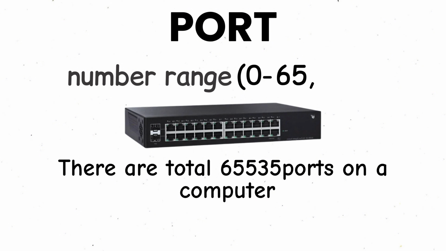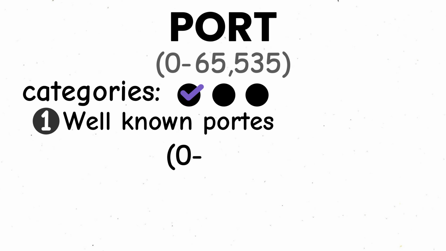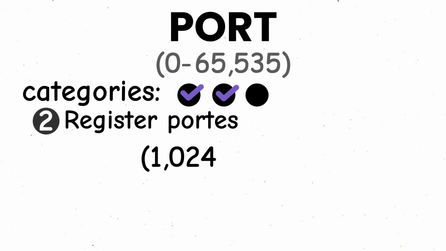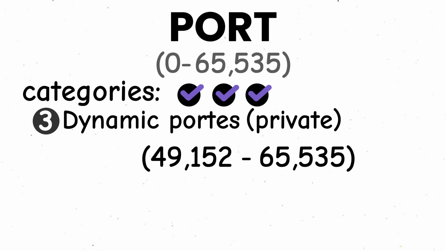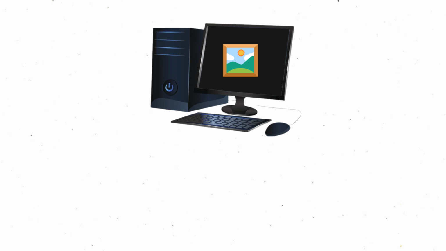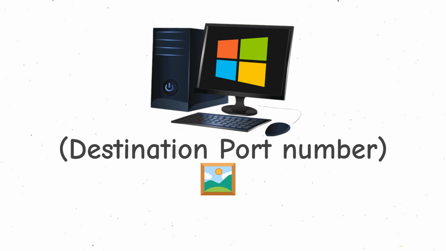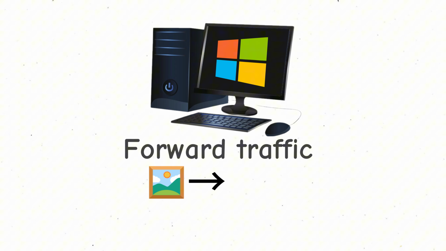Port numbers range from 0 to 65,535. They're divided into three main categories: well-known ports, 0 to 1023, registered ports, 1024 to 49,151, dynamic or private ports, 49,152 to 65,535. When data reaches a system, the operating system checks the destination port number and forwards the traffic to the correct service.